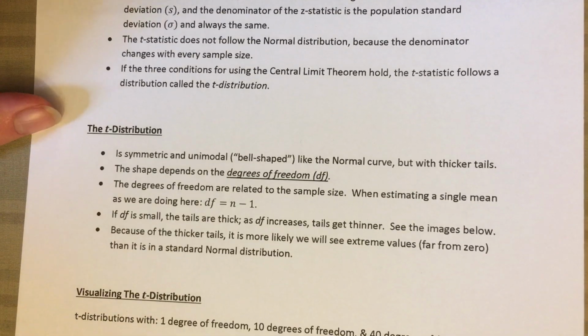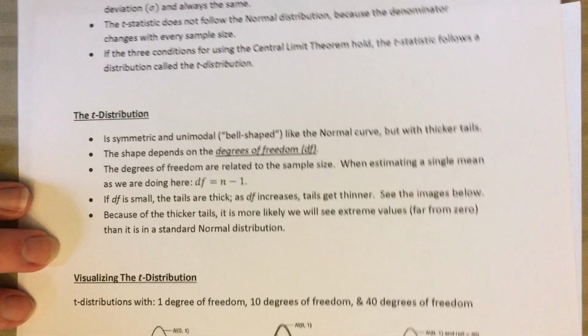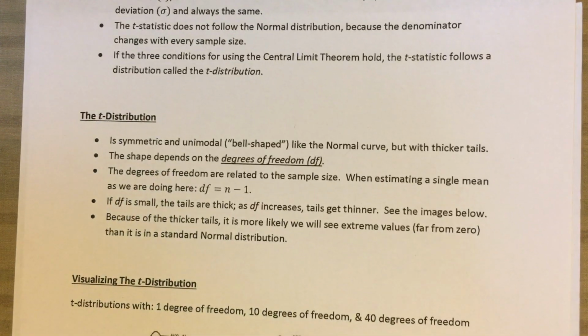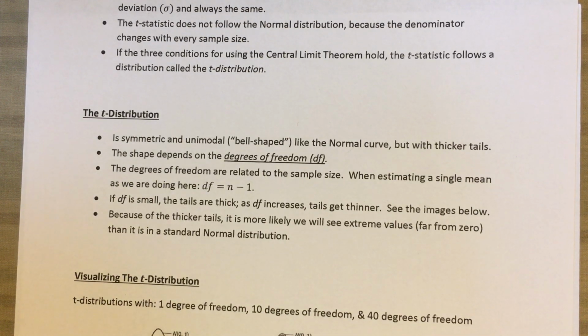For our t distribution, we're going to focus on this middle paragraph. It is symmetric and unimodal like our normal curve. The only difference is it has slightly thicker tails. Our shape depends on our degrees of freedom, and our degrees of freedom are related to our sample size.